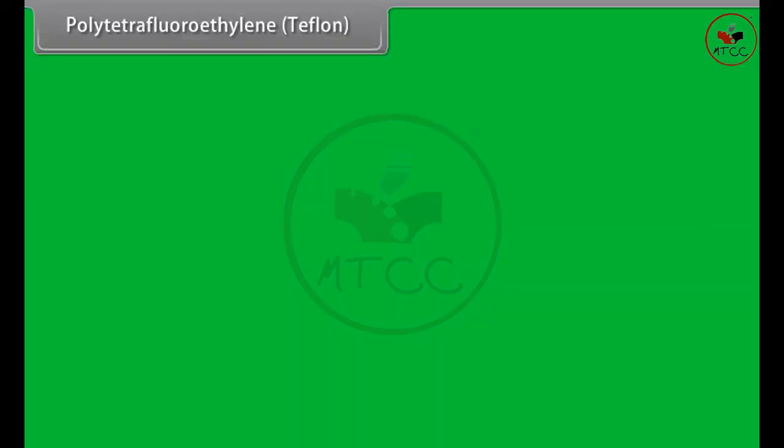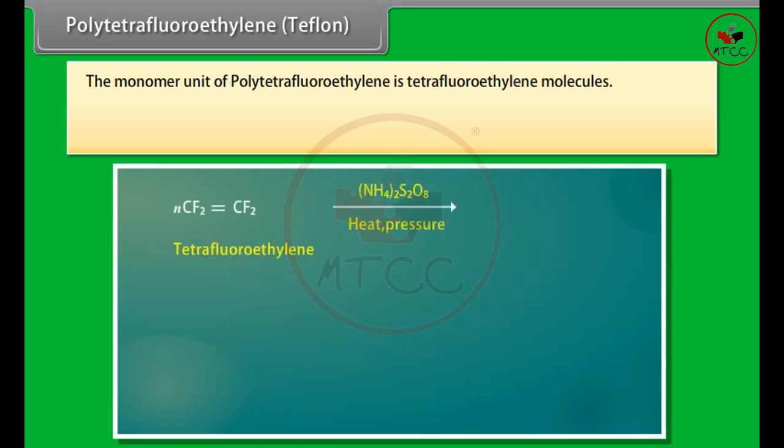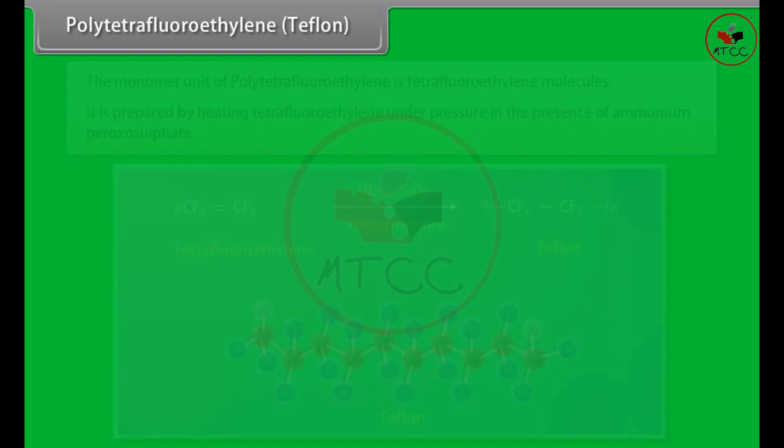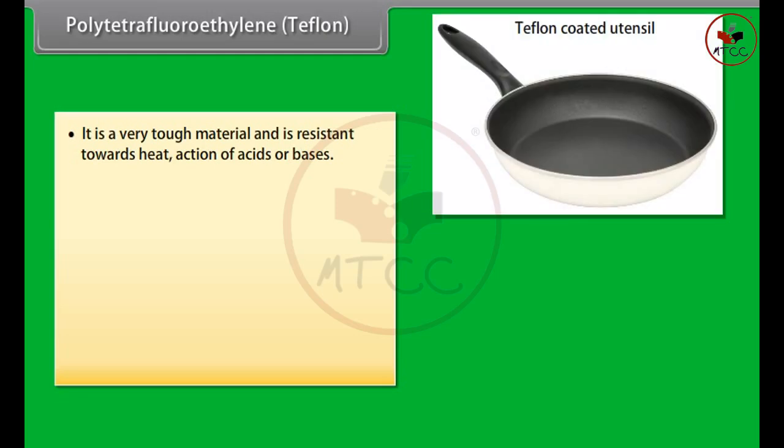Polytetrafluoroethylene, Teflon. The monomer unit of polytetrafluoroethylene is tetrafluoroethylene molecules. It is prepared by heating tetrafluoroethylene under pressure in the presence of ammonium peroxosulfate. It is a very tough material and is resistant towards heat, action of acids or bases. It is a bad conductor of electricity.